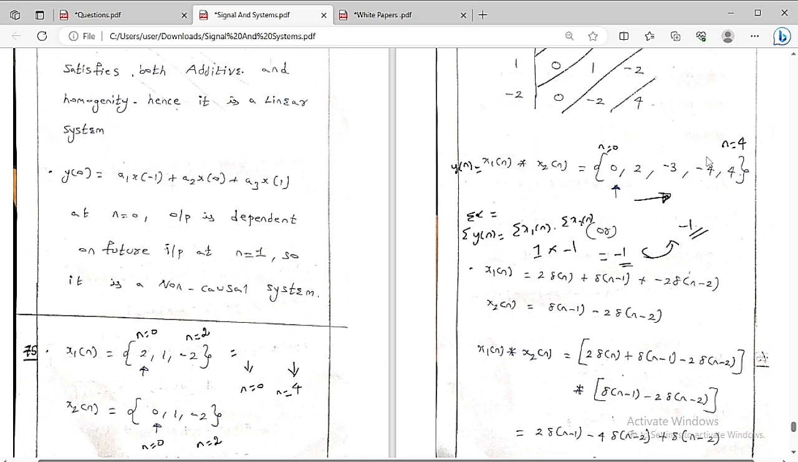The properties are, whenever you are doing a convolution of two signals, the starting point is nothing but the summation of the individual starting points, and the final point is nothing but the summation of the final points. And also sigma of phi of n is equal to sigma of x1 of n into sigma of x2 of n. Means whenever you are doing a convolution, the summation of the resultant signal is equal to the summation of the individual signals and then do the product. That's it. So sigma of phi of n is equal to sigma of x1 of n into sigma of x2 of n. So these things you have to keep in your mind.